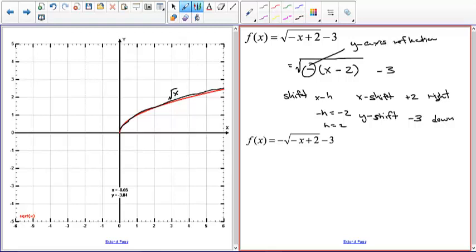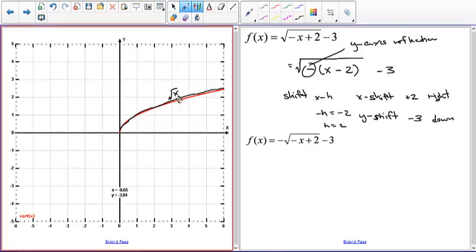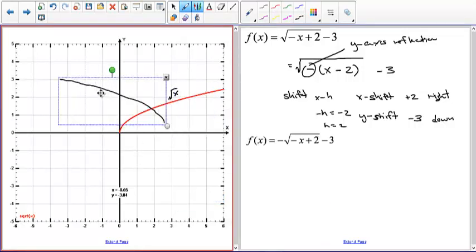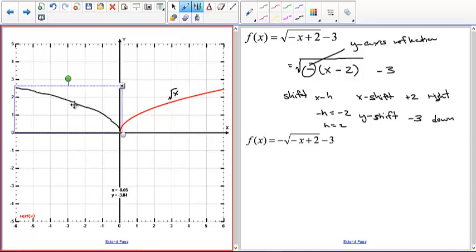Okay, so let's do that. So we take our parent function. In this case, we don't flip up and down, we flip left to right. So you can see it's flipped, and then I bring the anchor point, which is the origin, so that they match up. So that curve there is the square root of negative x.